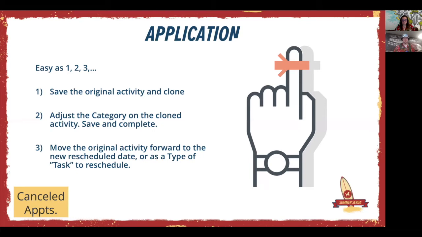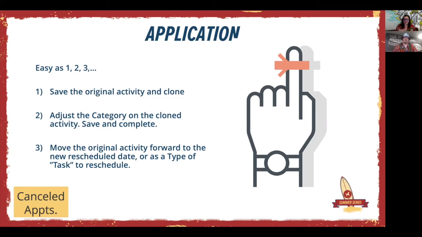What that's going to do is create two different copies of the same meeting, one of which we're going to push forward to Friday, and the other one's going to stay right at Tuesday at that 10 a.m. slot. Then we're going to adjust the category for the one that's on Tuesday and mark it off as canceled. That way we know when we go to Tuesday at 10 o'clock that that meeting has been canceled, but it still holds a spot on our calendar to let us know there was a meeting originally scheduled there. Then we're going to move the original activity forward to the new rescheduled date.